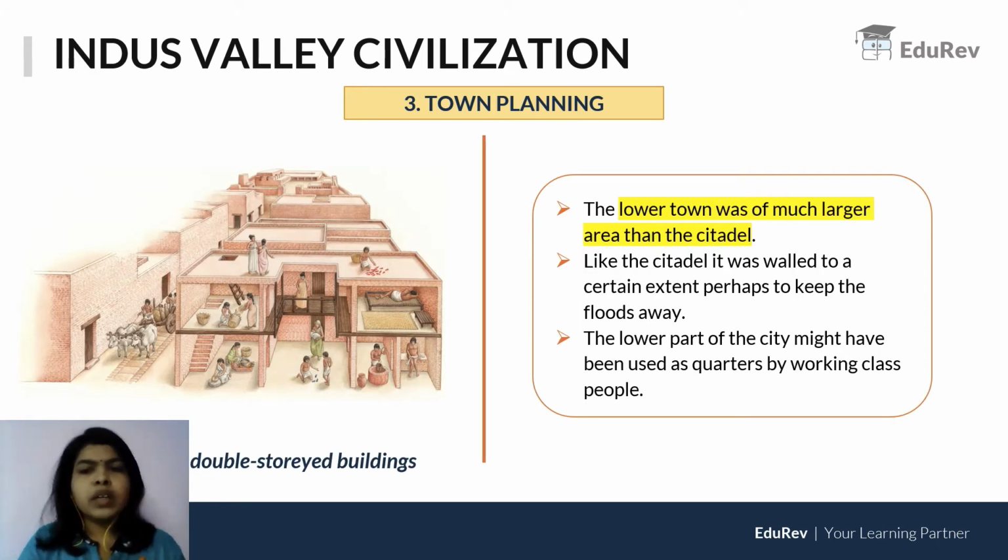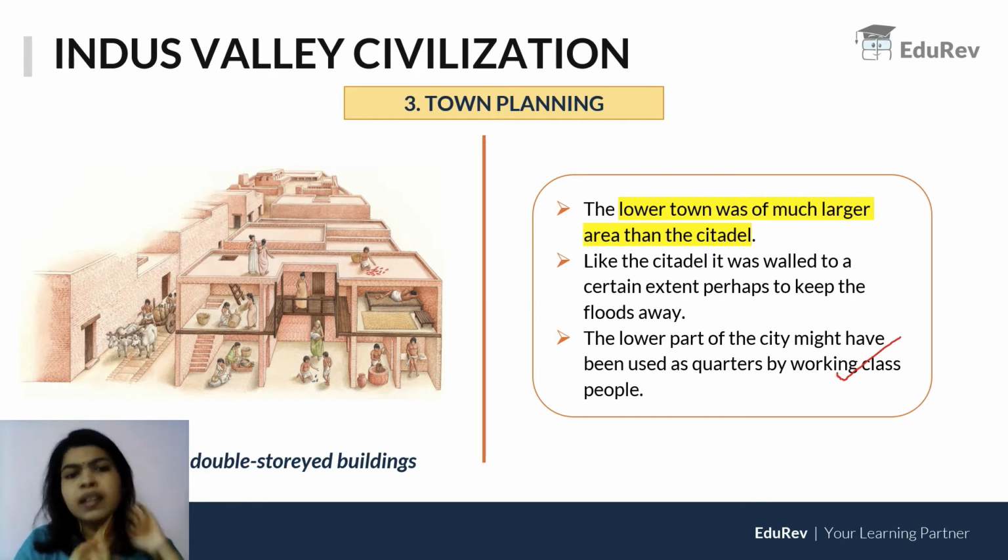This lower town was much larger in size than your citadel, and perhaps it is thought that they were occupied by the working class people. To a certain extent, it was also walled from the sides, which meant that probably to keep the floods away, such walls might have been raised. But again, these are just theories.